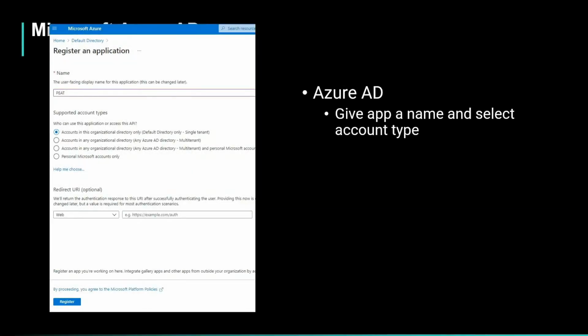So I've given it a name, and there's a number of different options here, whether or not you want to be multi-tenant, or you want to just use Microsoft accounts. I've selected I'm going to use an organization directory only, and it's single tenant.